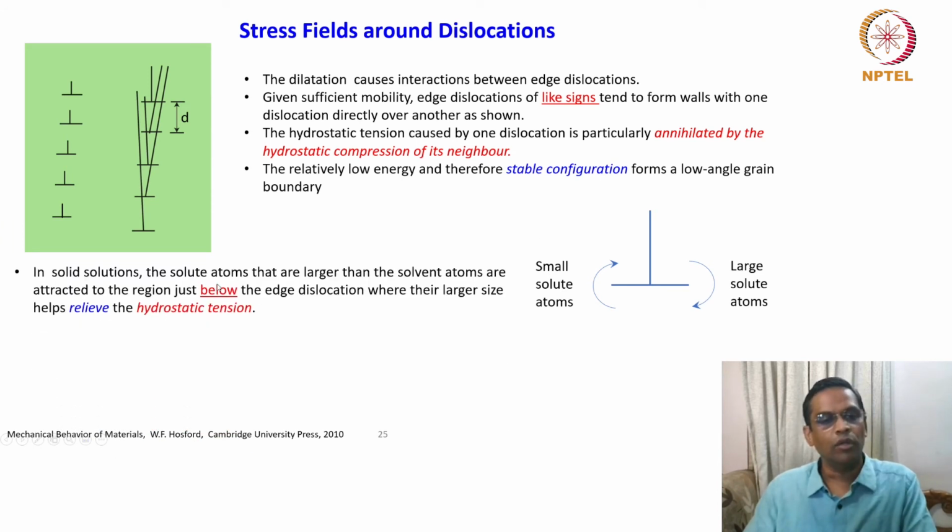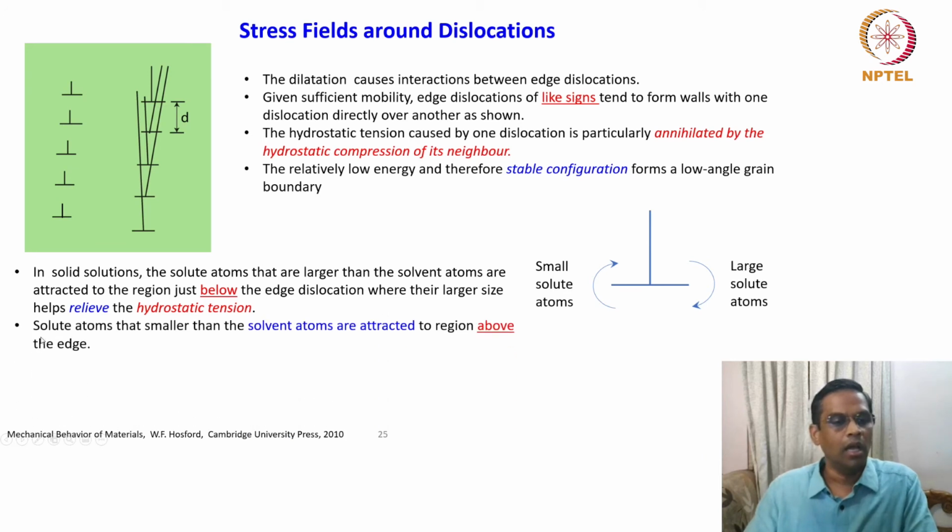In solid solutions, the solute atoms that are larger than the solvent atoms are attracted to the region just below the edge of the dislocation, where their larger size helps relieve the hydrostatic tension. So the larger atoms in a solid solution will come here and relieve the hydrostatic tension. Very important idea, right? And solute atoms that are smaller than the solvent atoms are attracted to the region above the edge. So here, the hydrostatic compression region.